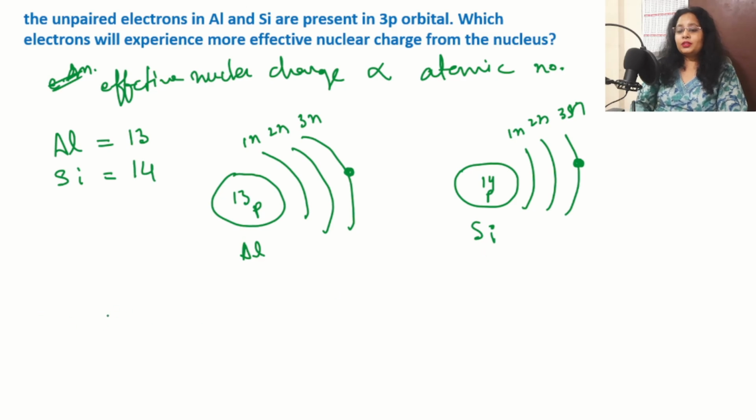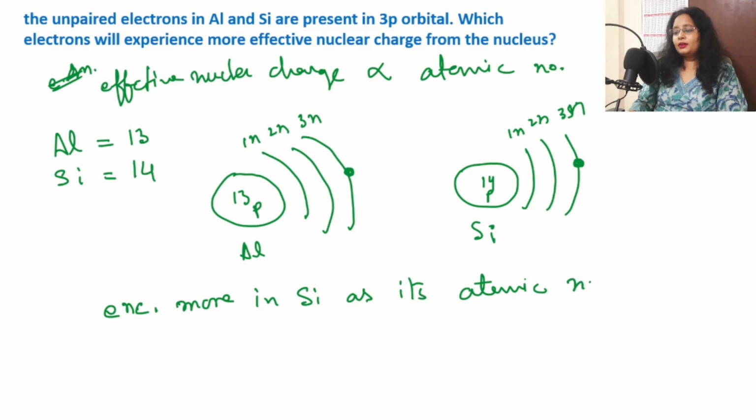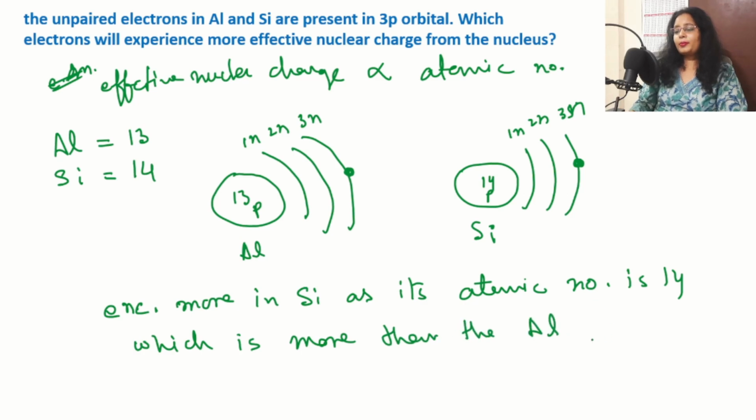So the effective nuclear charge will be more in silicon as its atomic number is 14, which is more than the aluminium. Simple, finish. So friends, very easy question. Concept is very clear.